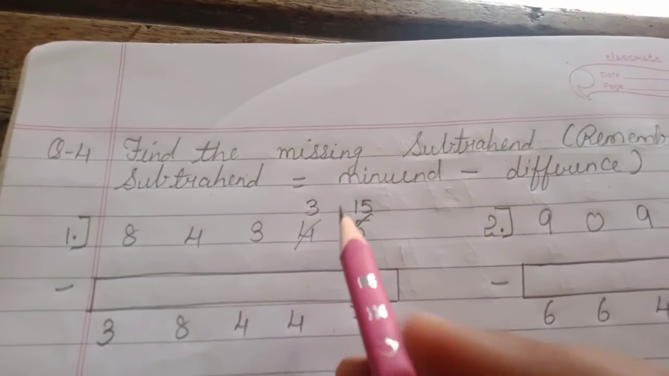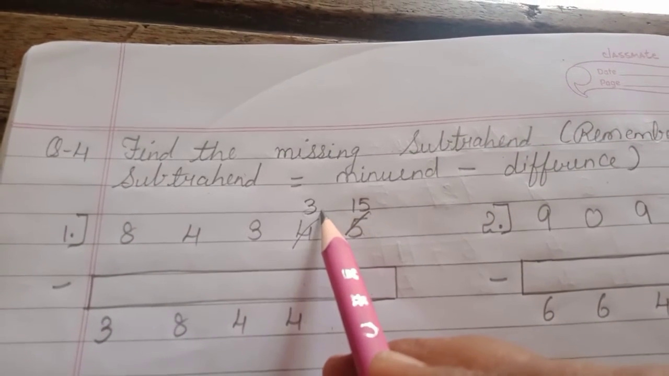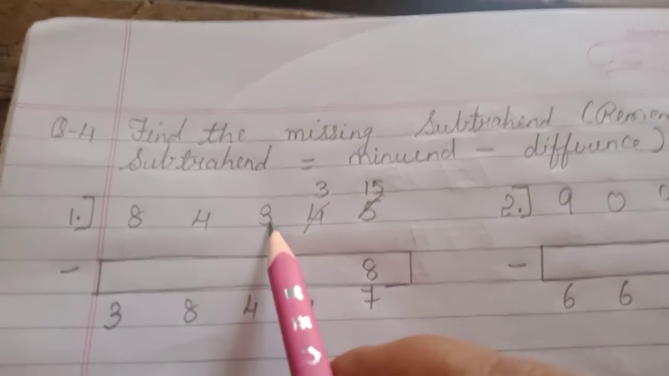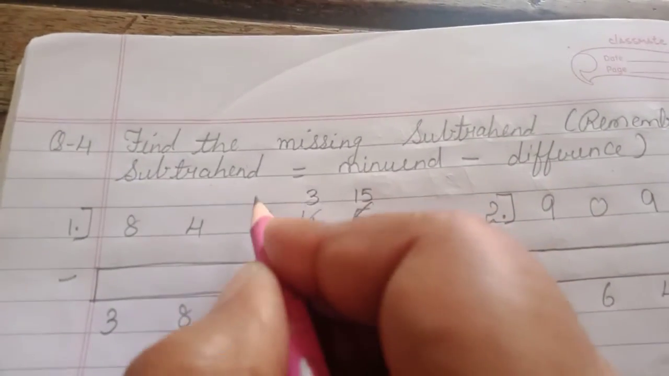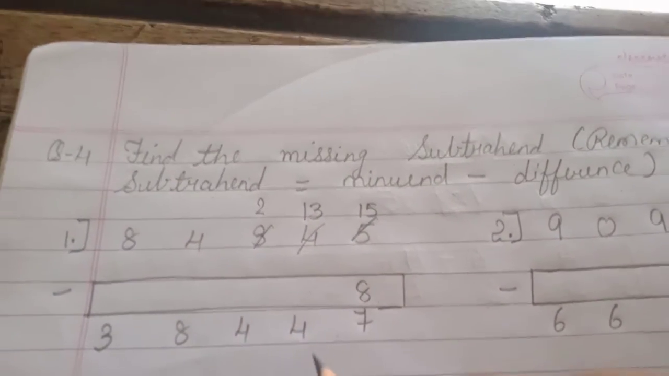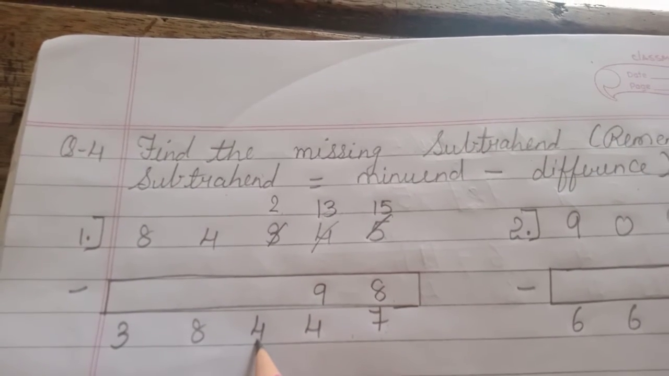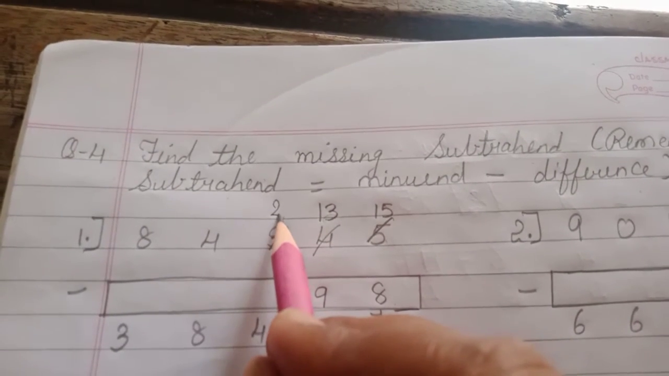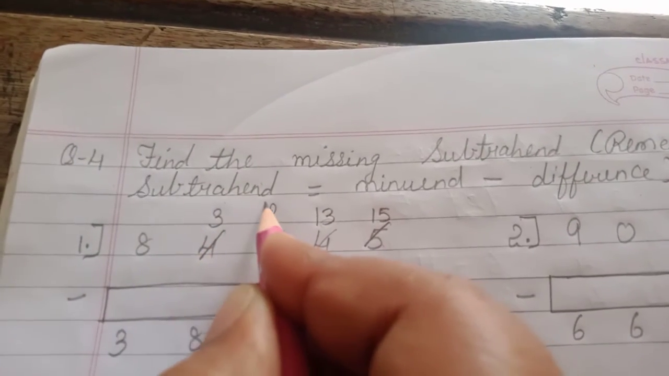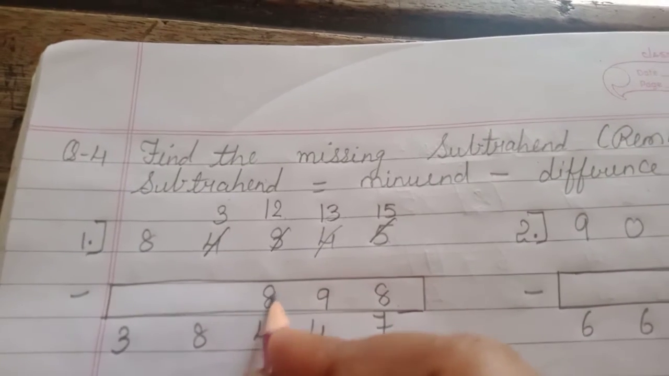Now at tens place, 3 and 4. So 3 minus 4, 3 is the smaller number compared to 4. So we can't subtract. So we have to borrow from 3. So this 3 will become 2 and this 3 will become 13. So now 13 minus 4, we will get 9. Now 2 minus 4 is possible? No. 2 is the smaller number. So what we have to do? We have to borrow from 4. So this 4 will become 3 and this 2 will become 12. So 12 minus 4, we will get 8.